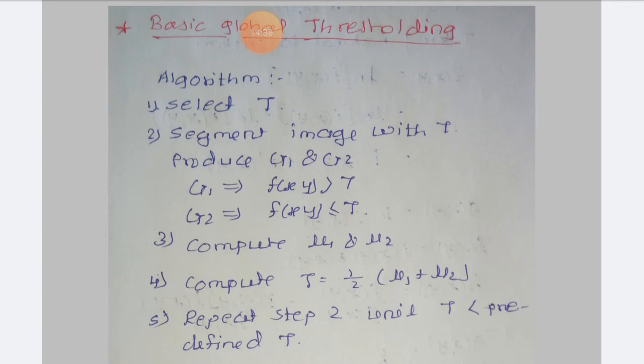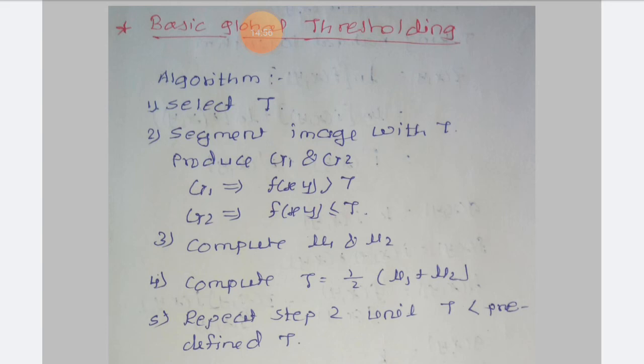The next step is to repeat steps 2 through 4 until the difference in t between successive iterations is smaller than a predefined parameter t0.